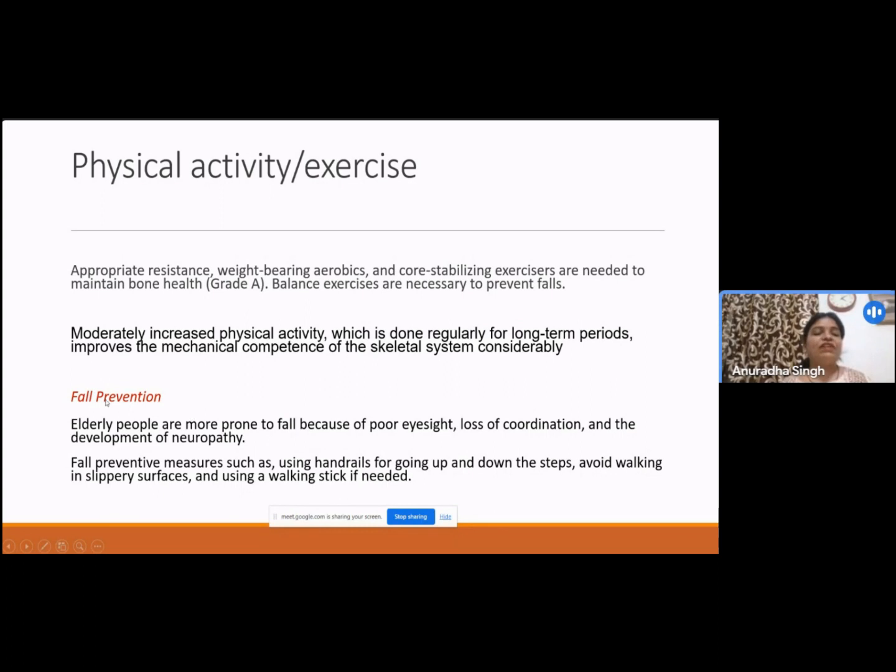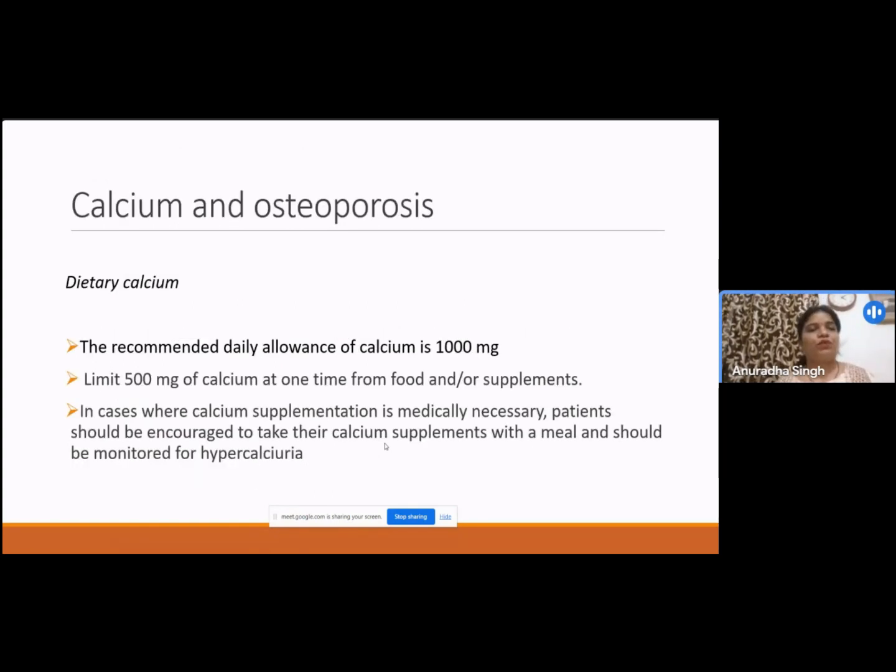Now, apart from that, we need to talk about fall prevention measures in these elderly women, because they have poor eyesight, they have a loss of coordination, and they develop neuropathy. So we have to ask them to use handrails or a stick, and avoid walking on slippery surfaces. This is all a general prescription which goes with the treatment of osteoporosis.